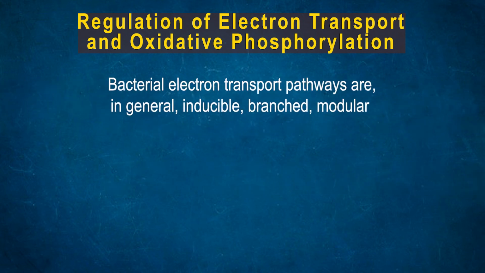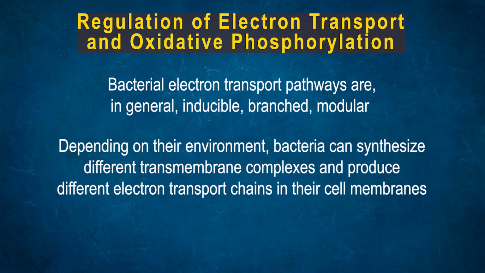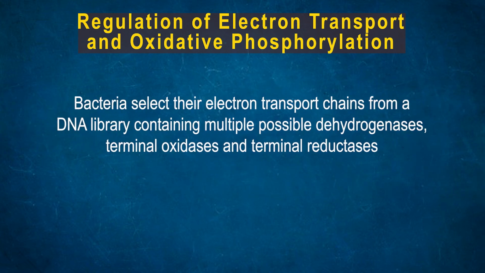Bacterial electron transport pathways are in general induced, branched and modular. Depending upon the environment, bacteria synthesize different transmembrane complexes as well as produce different electron transport chains. They choose from the DNA library for making dehydrogenases, terminal oxidases and terminal reductases. Nitrate and sulfate can be used by anaerobic bacteria as the terminal electron acceptor.